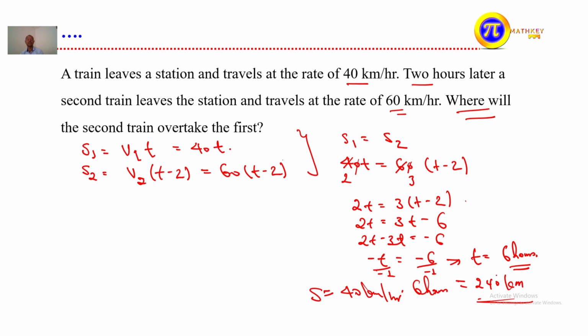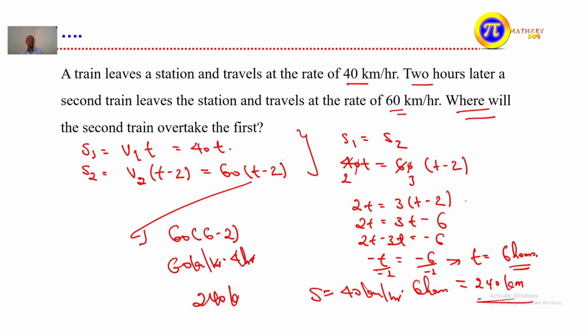So to overtake this one, it moves 240 km. You can also use the second stage. Here you get the same value. That means 60 into the time T, that is 6 minus 2, which is 60 km per hour times 6 minus 2, that is 4 hours. We cancel hour by hour, and we have the same result, 240 kilometers. So to overtake this one, it travels 240 kilometers.